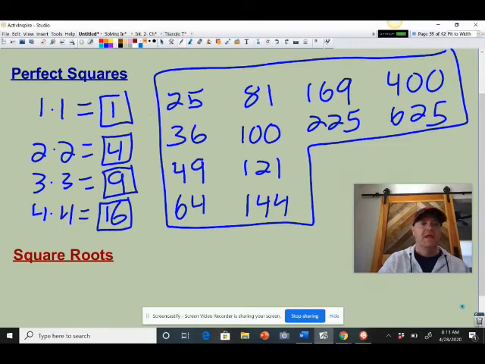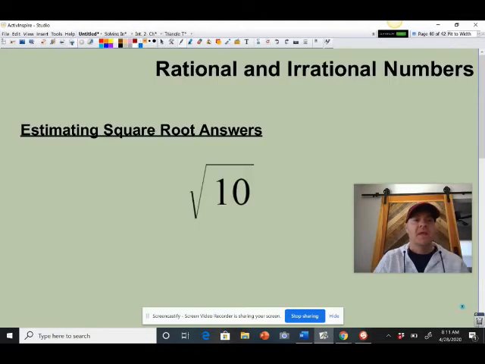So the last thing we're going to do is estimate square root answers. On your homework, you're going to have to describe, is the number rational or irrational? And you're just going to put an R or an I next to it. It's just going to look like this. And then the last part is going to be estimating answers.